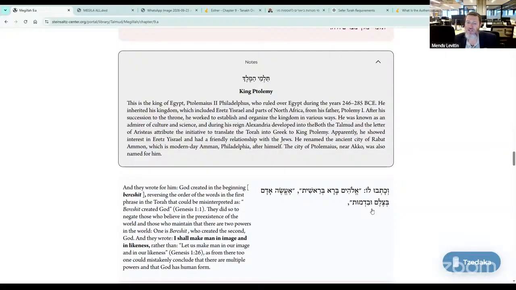So if you're going to say Bereshis bara Elokim, then Bereshis would be another deity, another energy that created Elokim. So even though the translation of Bereshis in Greek would be in the beginning, and he would understand beginning doesn't mean God, they felt that the Greeks would feel that your first word has to start with God.